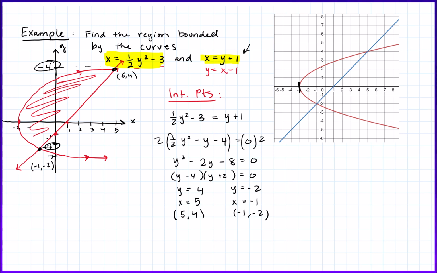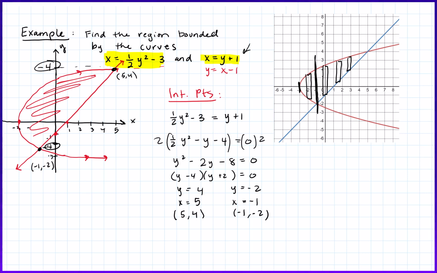We would actually have to split this up. We'd have to break this up. Notice, in order to do a vertical orientation, we have to figure out which function's on top and which function's on bottom. And that is not as easy vertically, because we'd have to actually split this part up.